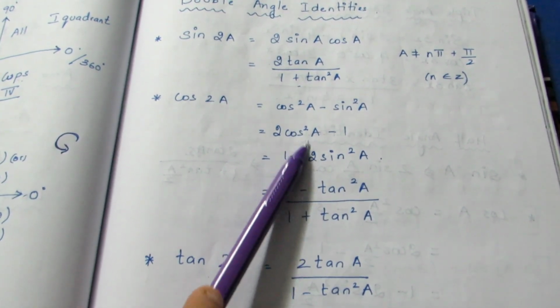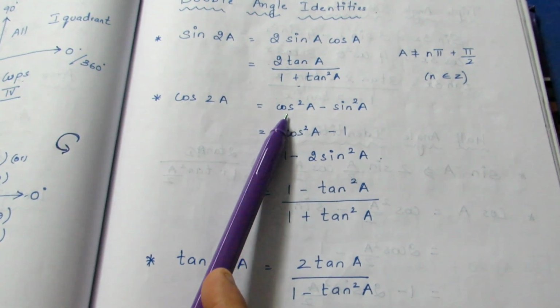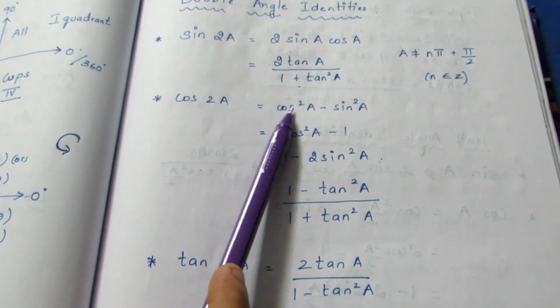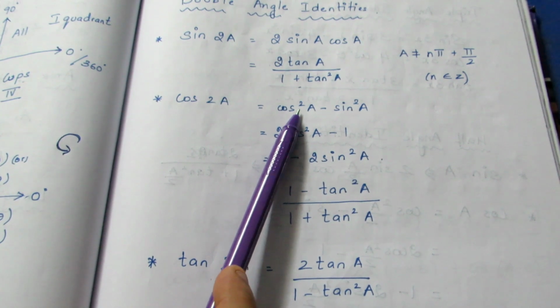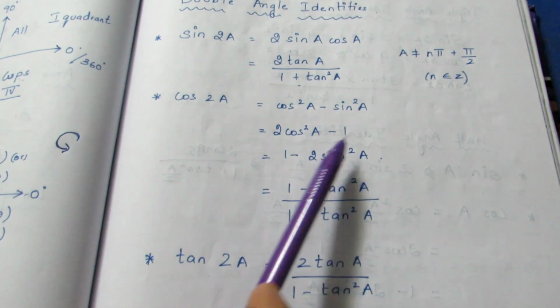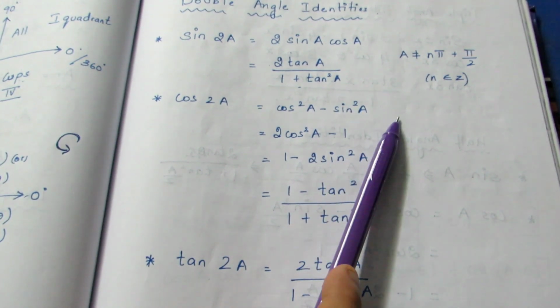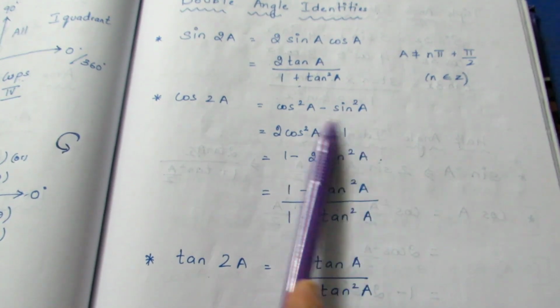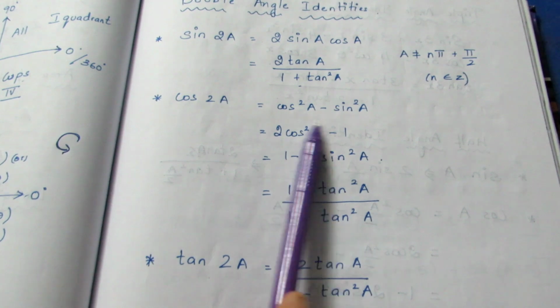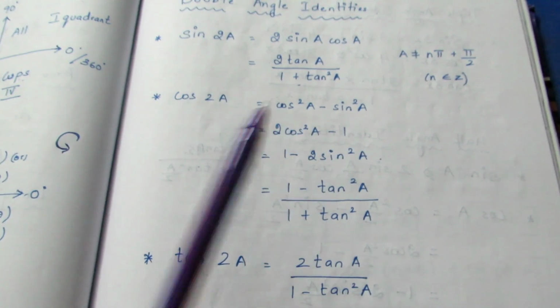These two formulas are just a change of this one. Instead of cos square a, I can write 1 minus sin square a. If I use 1 minus cos square a in place of sin square a, just multiplying the minus sign inside and solving, I get 2 cos square a minus 1.